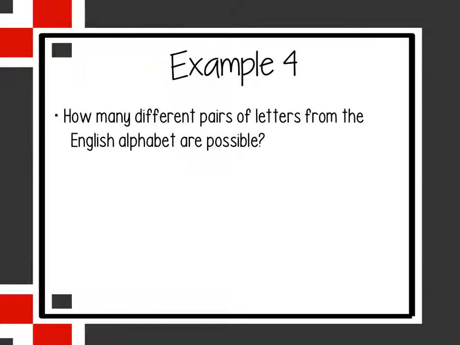So how many different pairs from the English alphabet are possible? 2 separate events. Pulling the first letter, pulling the second letter. When you're grabbing a letter from the English alphabet, how many possibilities are there? 26. Now that event is finished. Second event comes into play. You're grabbing a letter from the English alphabet. How many letters are there? 26. So they're 2 separate events pulling from the same English alphabet. So I would say that this is different.